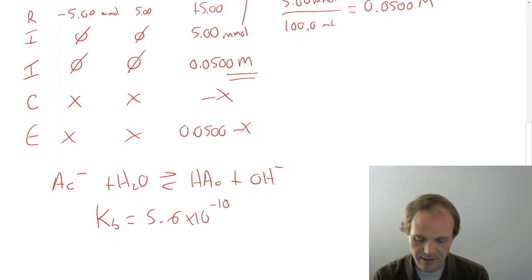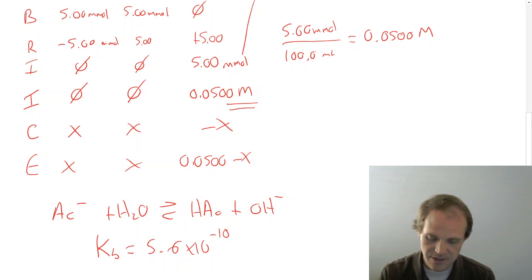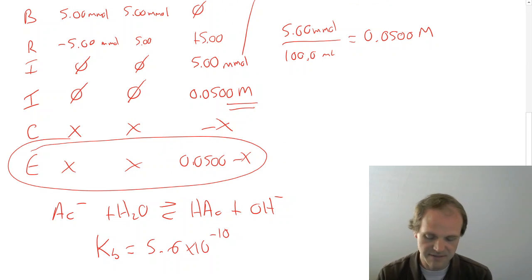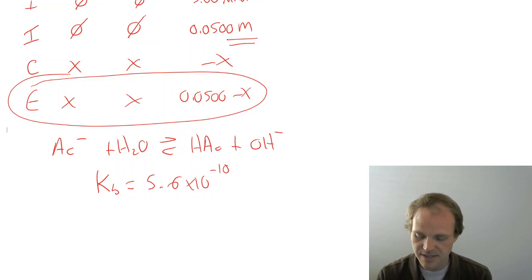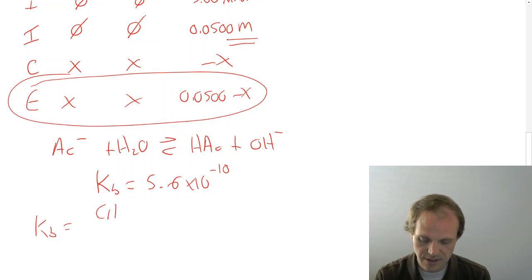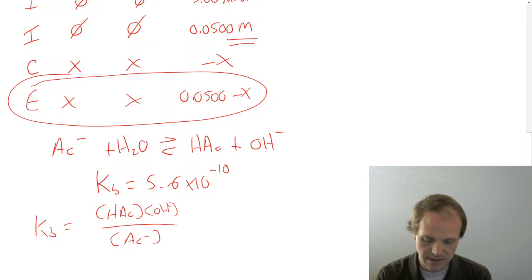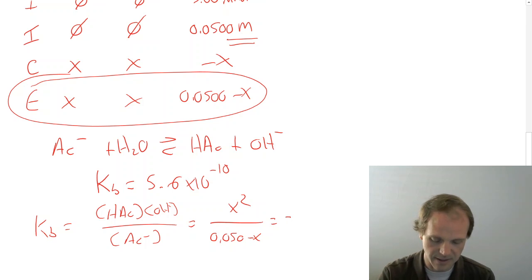So we're going to go ahead and plug these things in. Just because we write it one way doesn't mean that we can't plug it into a different equation as long as all the species are the same. So our Kb is going to be HAc times OH minus over Ac minus, and that's x squared over 0.050 minus x, and that's equal to my Kb, 5.6 times 10 to the minus 10th.